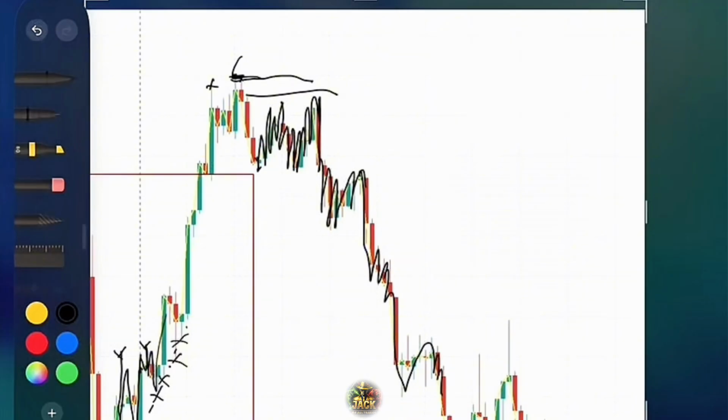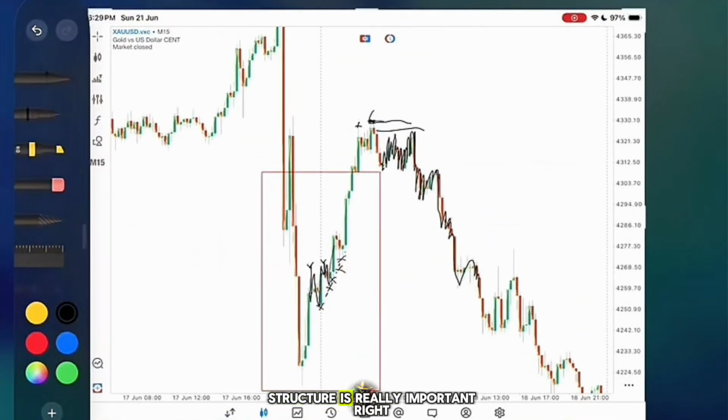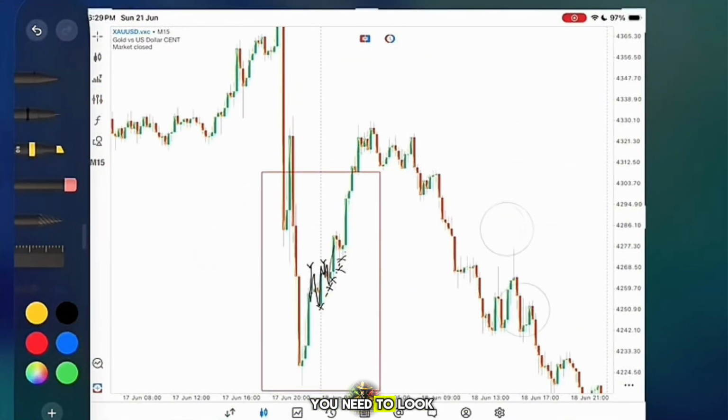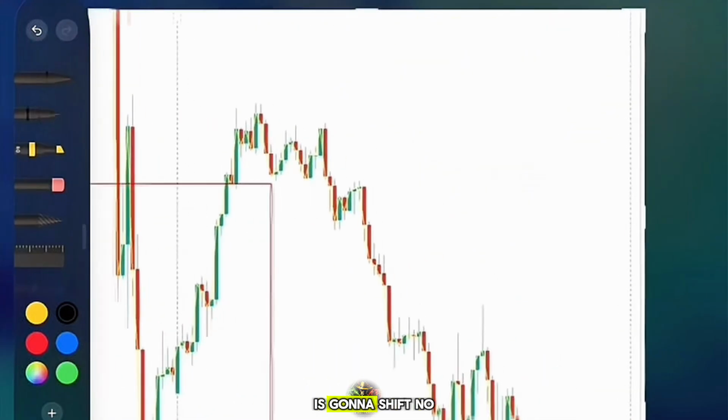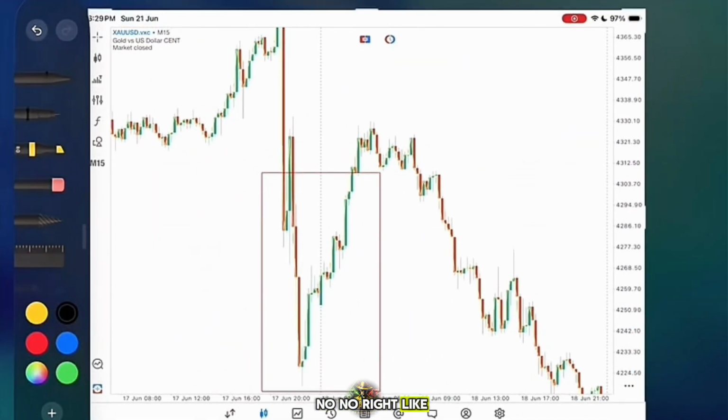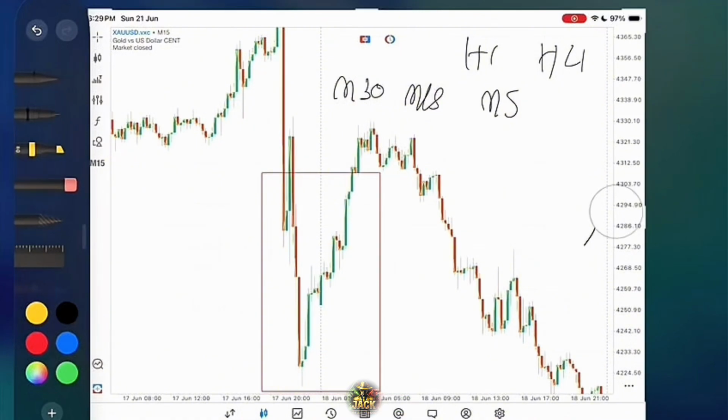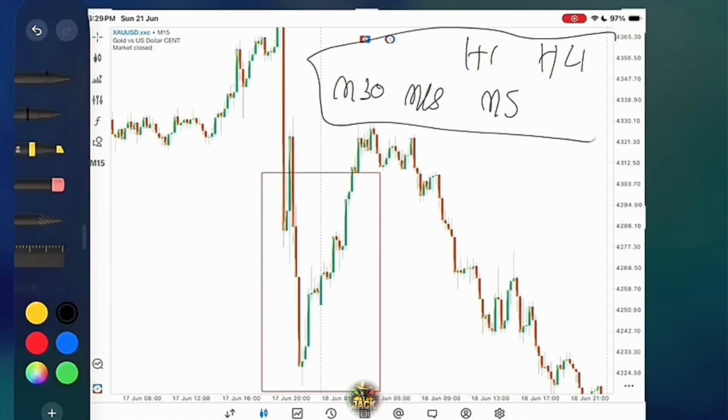See, now this is why structure is really important, right? I hope you guys understand. You need to look at every time frame in order to identify the structure, right? Not just one. You cannot just look at M15 or M5 and be like, oh, the trend is going to shift. No, right? Like I said, always keep on monitoring M30, M15, M5, H1, H4, right? Keep these time frames in your heart, please. All these time frames are essential in order to identify the trend.